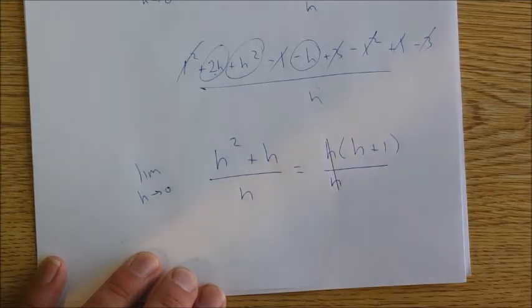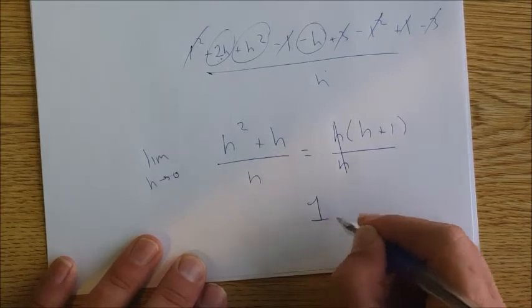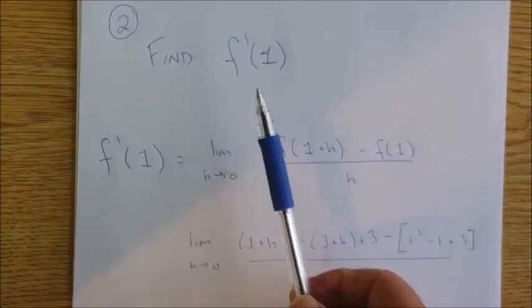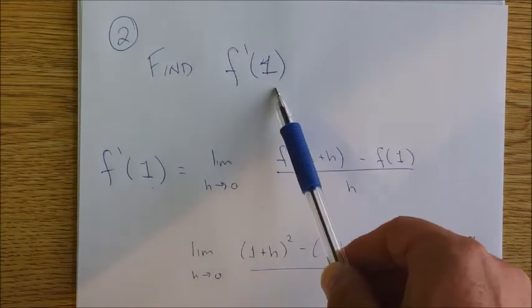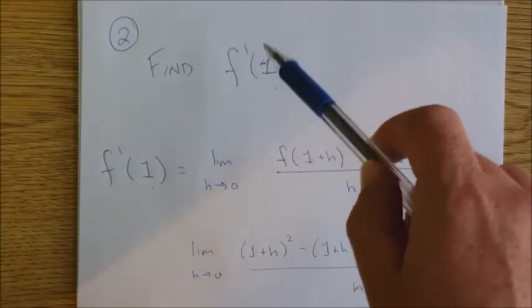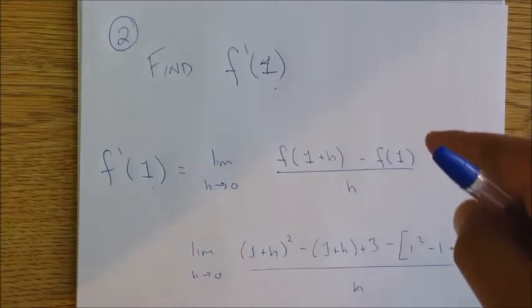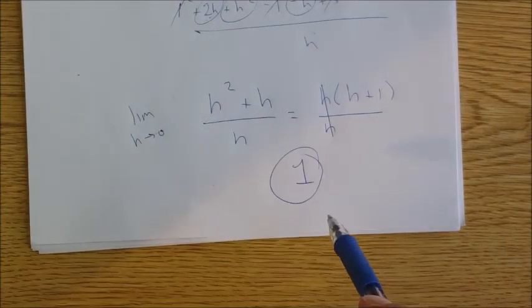If h is a 0, 0 plus 1 is a 1. All right? So what we've just found out is that at that moment, not because that's a 1, but because of the shape of the line that we're graphing, the slope when the x is a 1 is a 1.